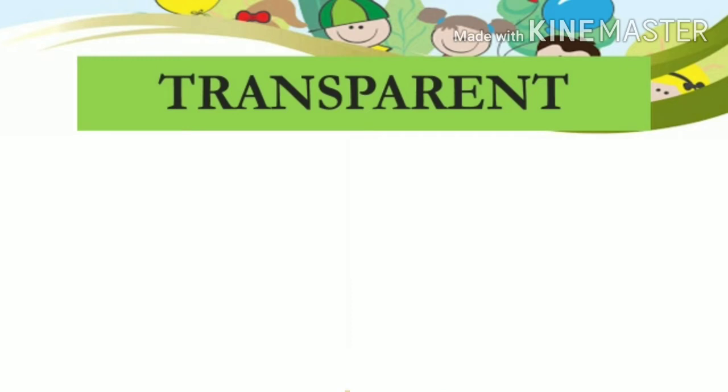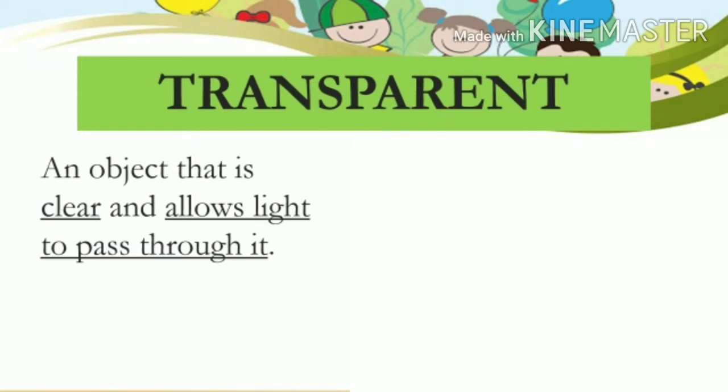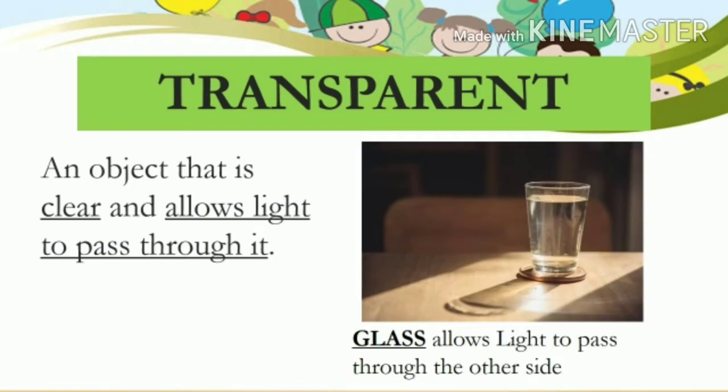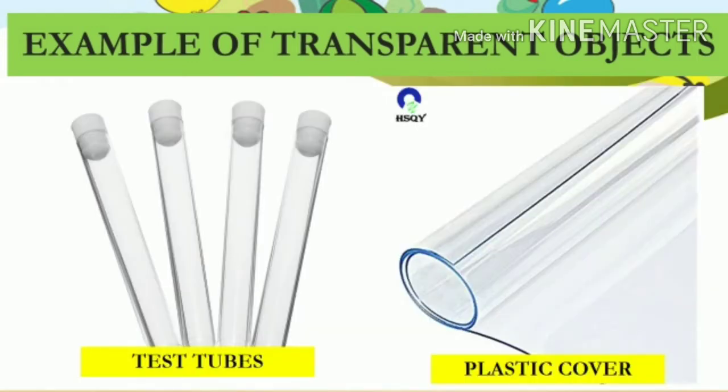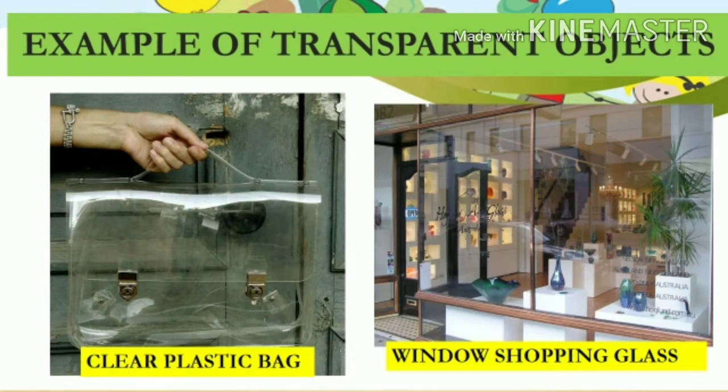Another property of matter is transparent. What is transparent? Transparent is an object that is clear and allows light to pass through it. Let us take, for example, this clear glass of water. The glass allowed the sunlight to pass through it. And also, if you look directly at the glass, you can clearly see the other side of it. Therefore, it is a transparent object. Examples of transparent objects are test tubes, plastic covers, clear plastic bag, window shopping glass, and more.